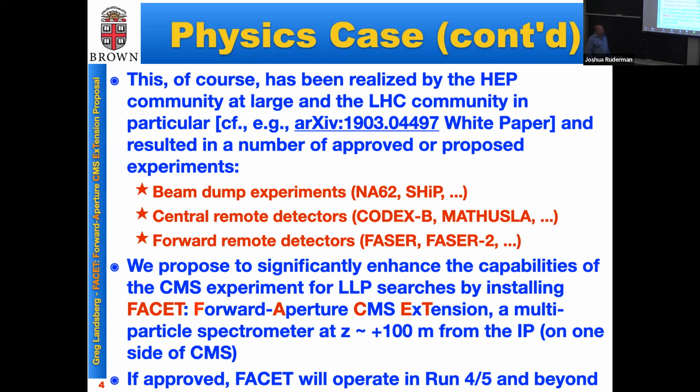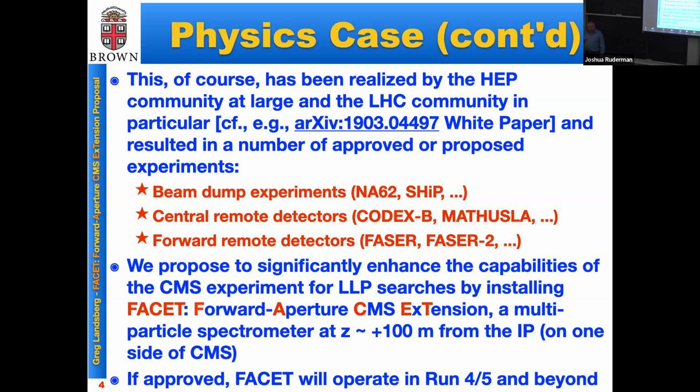So what we propose is essentially to use CMS technology to build a particle spectrometer, which uses the same technology as the CMS upgrade, about 100 meters from the interaction point on one side of CMS. And if approved, FACET will operate in Run 4, 5, and beyond.